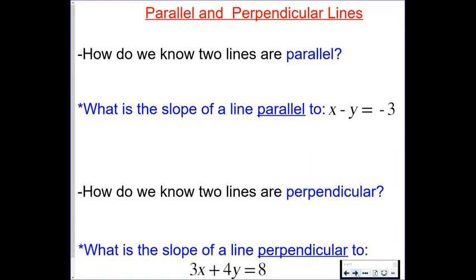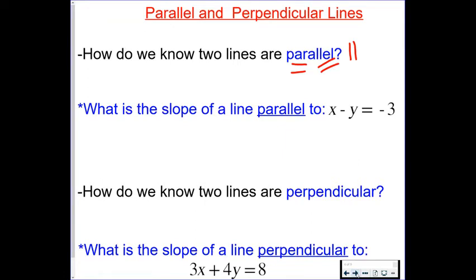So today we're talking about parallel and perpendicular lines. How do we know that two lines are parallel? Two lines are parallel, like the example I gave at the start of our notes for today, if they do not intersect each other. So all the lines I just drew are parallel because they never cross.